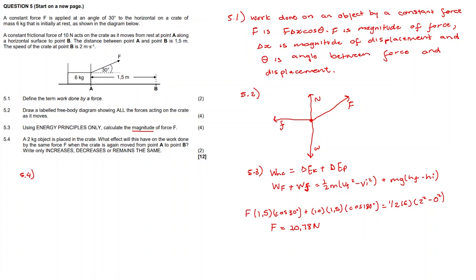If a 2 kg object is placed in the crate, the work done by the force would still be the same, as even though the force would need to go up due to the friction going up, they would have the same proportion, as the end velocity would also decrease due to a heavier mass. Therefore, the work done by the force would remain the same.